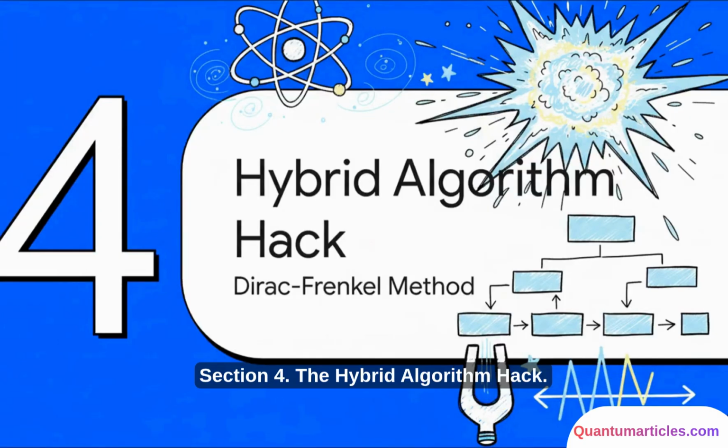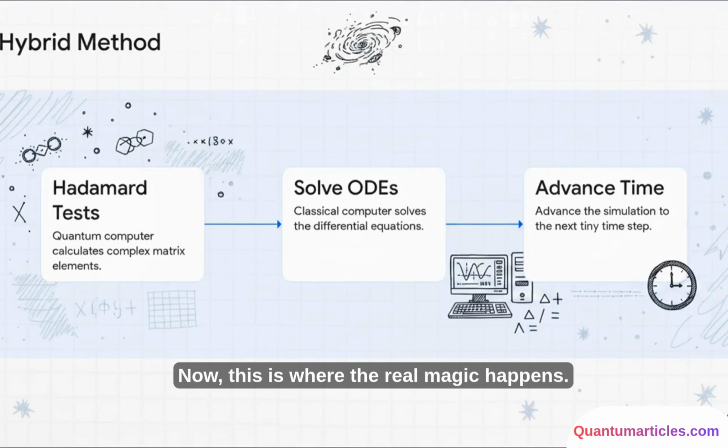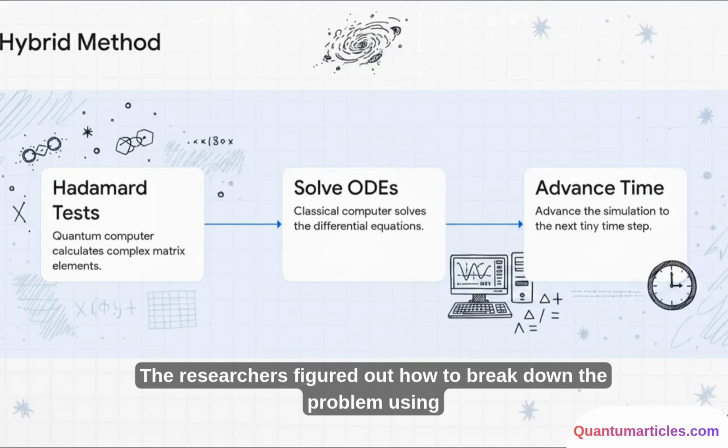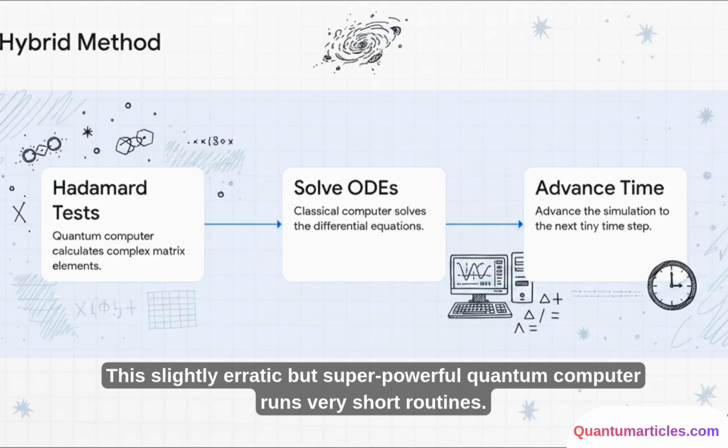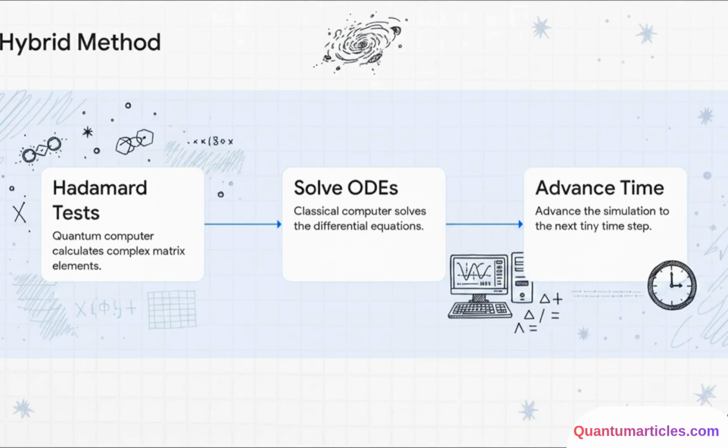Section 4. The hybrid algorithm hack. Now, this is where the real magic happens. The researchers figured out how to break down the problem using a brilliant division of labor called the Dirac-Frenkel hybrid method. Step 1. This slightly erratic but super powerful quantum computer runs very short routines called Hadamard tests just to calculate the complex matrix elements.